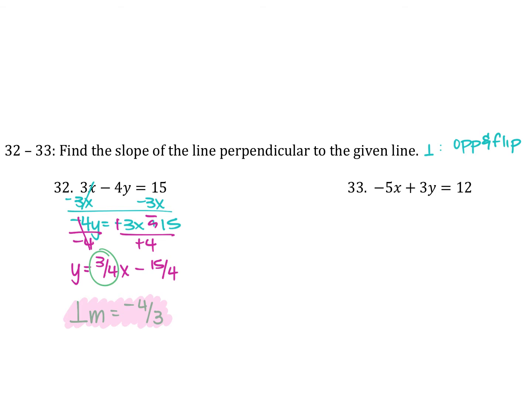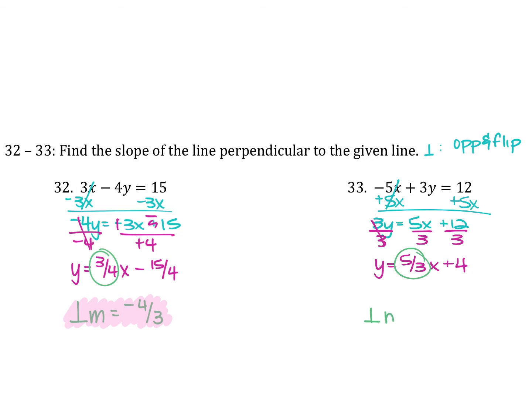For number 33, you have negative 5x plus 3y is equal to 12. Move the 5x over, add it to both sides. That gives you 3y is equal to 5x plus 12. Then divide each side by the 3. So this gives you y is equal to 5/3 x plus 4. Your slope of this line is 5/3. If we take the perpendicular slope, you're going to take the sign that's opposite, so it's going to be negative, and then flip the fraction, negative 3/5.